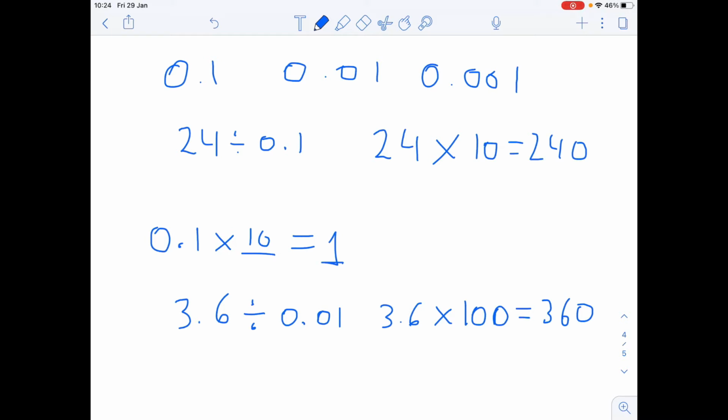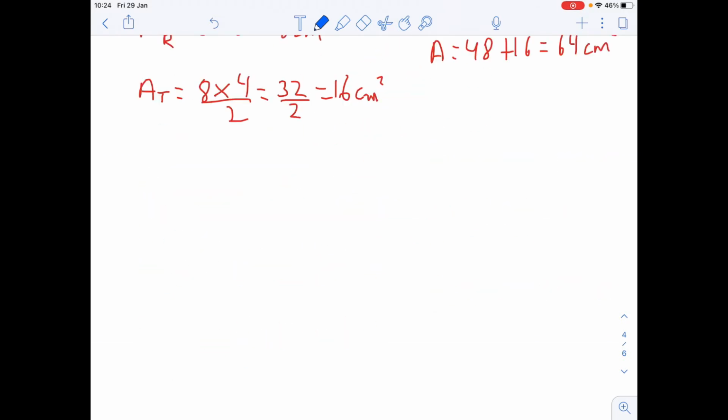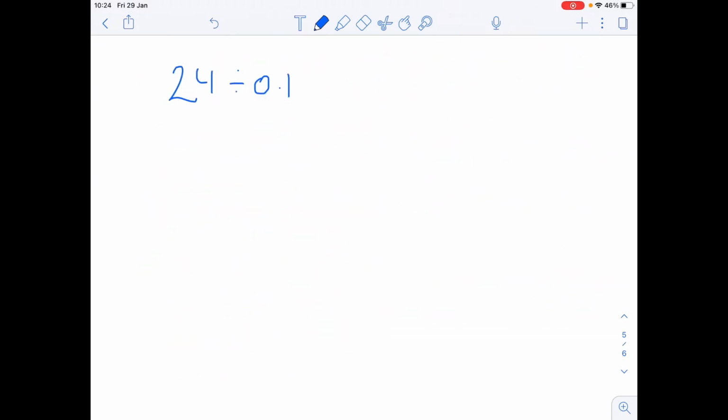All right. Now, we could do the same examples. 24 divided by 0.1, and the other example was 3.6 divided by 0.01, and I'm going to use the equivalent fraction method. Remember, we've talked about many times that a fraction and a division are pretty much the same thing. That's why the division sign looks like a fraction.